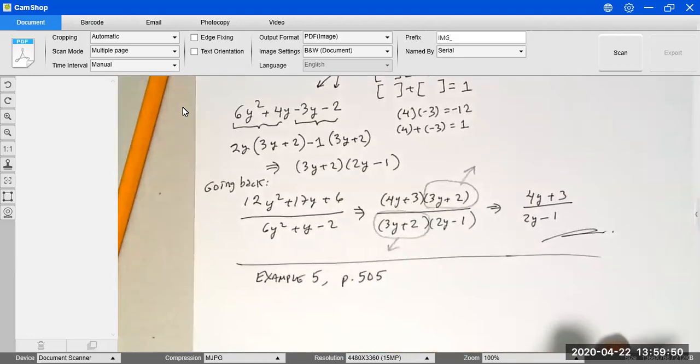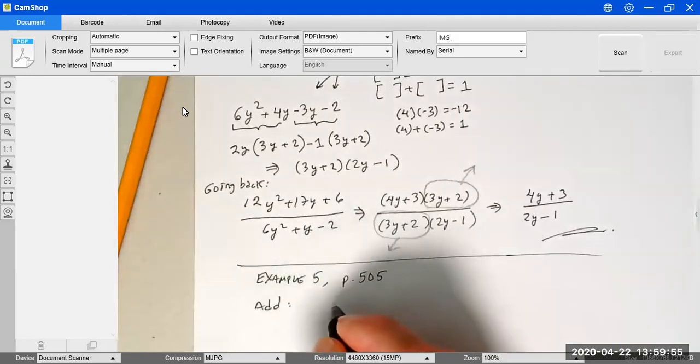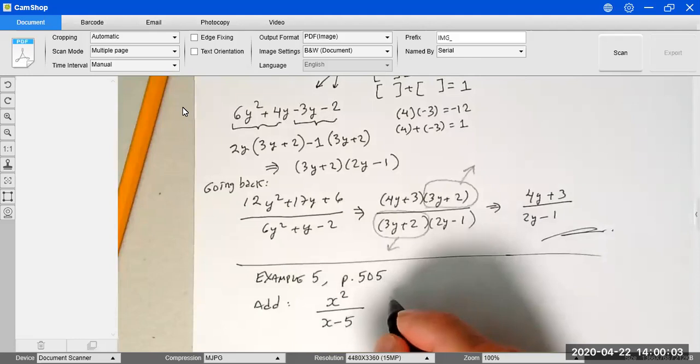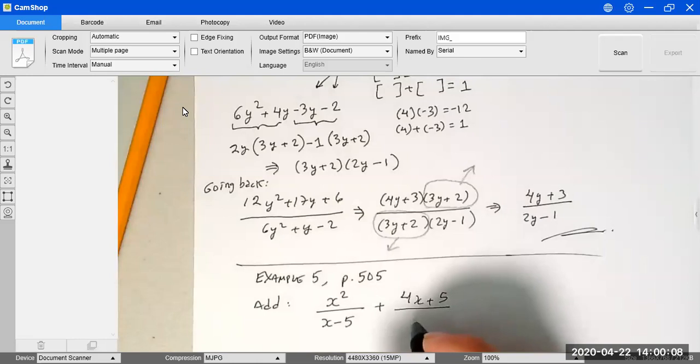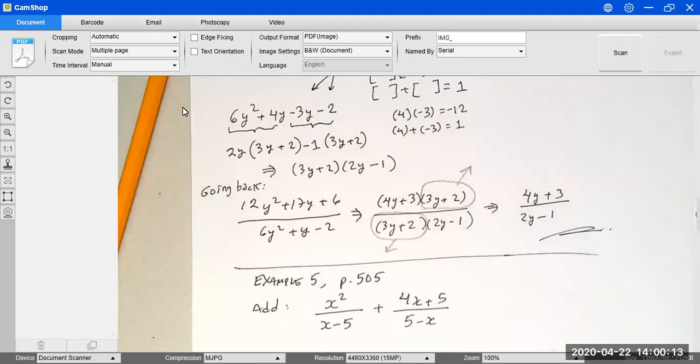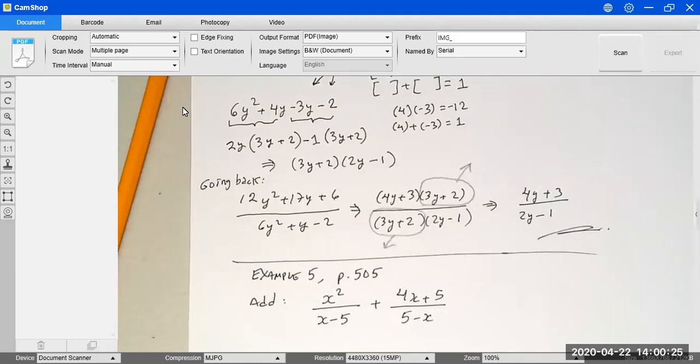So we're going to add, in this case, that's an addition. We're going to add x squared over x minus 5 plus 4x plus 5 over 5 minus x. So this is an addition, but this is an addition where the denominators are not the same, are almost the same. There is just a little difference between these two denominators.